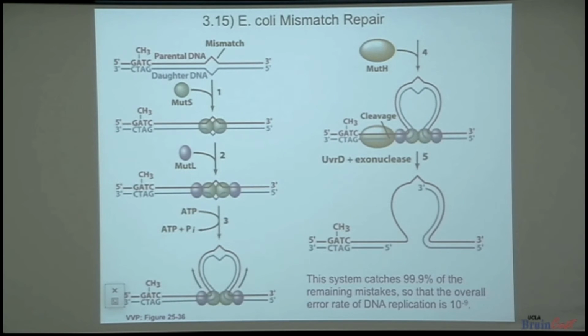Okay, so this figure from your book shows how that works. Let's say we have a mismatch in the DNA. Just after DNA replication, the parental DNA is methylated. The daughter DNA is still not methylated because DAM methylase hasn't had a chance to get in there and do its job. What happens is the two enzymes called mut-S and mut-L recognize the mismatch and bind to the mismatch. So they just bind to any old mismatch.